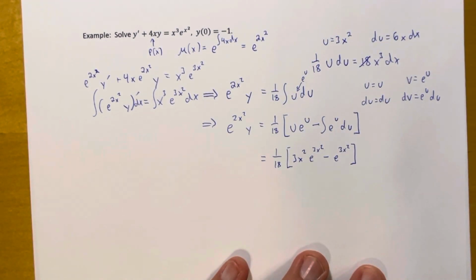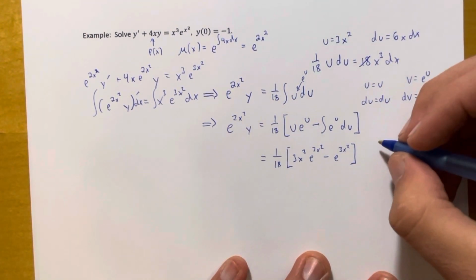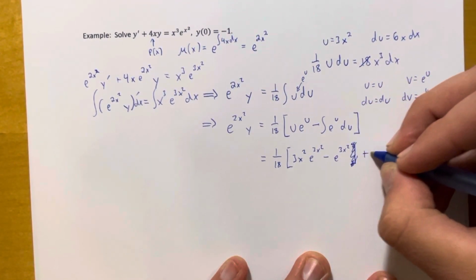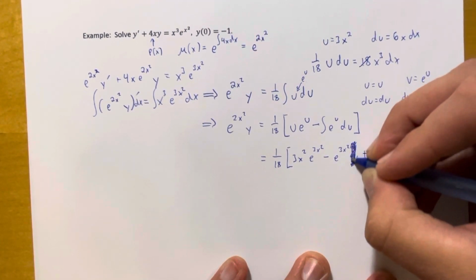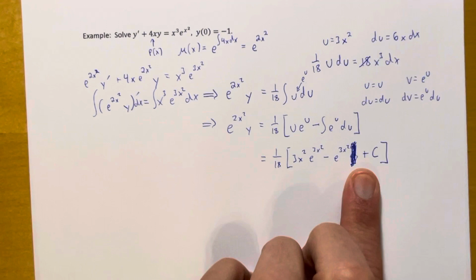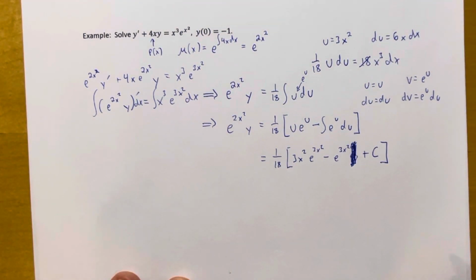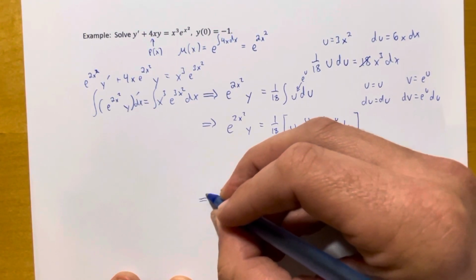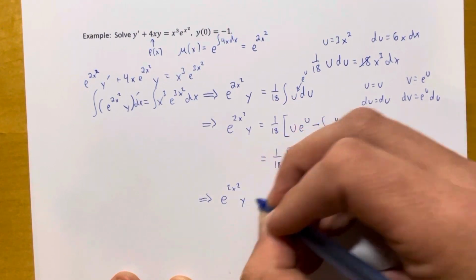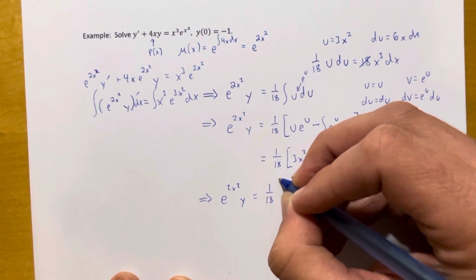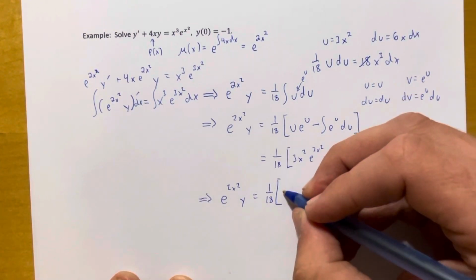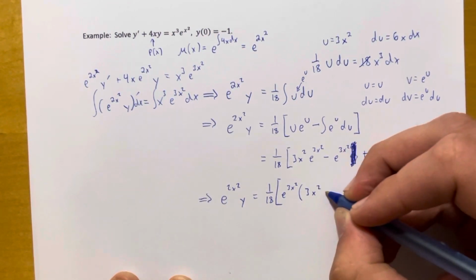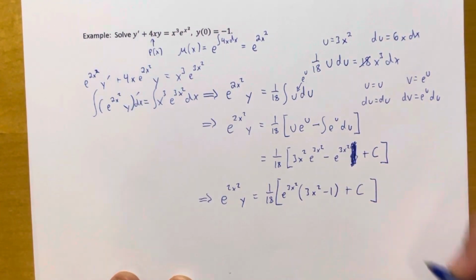Let's see, are we missing anything important? Oh, we are missing one kind of important thing. Once I have evaluated this integral, there should be a plus c there. So sorry for this, ignore that. That plus c is going to matter, so we need to make sure and include that. Here's what I'm going to do. I'm going to rewrite this as e to the 2x squared y equals 1/18. Let's factor the e to the 3x squared out of both of those terms. E to the 3x squared times 3x squared minus 1, but then I have that plus c in there.